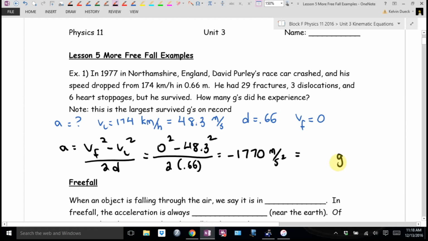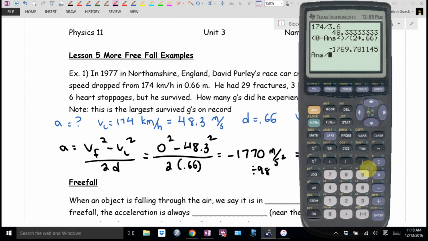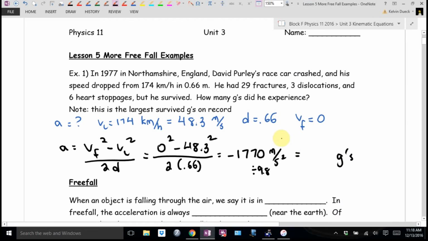How many G's is that? How do I convert meters per second squared to G's? You can make a little note if you want to here. Divide by 9.8. Divide by 9.8. You know what? He's earned it. We'll round up again. Negative 181 G's. Which is the mathematical equivalent of surviving having 181 of himself dogpiled vertically in a big stack on him. He survived.